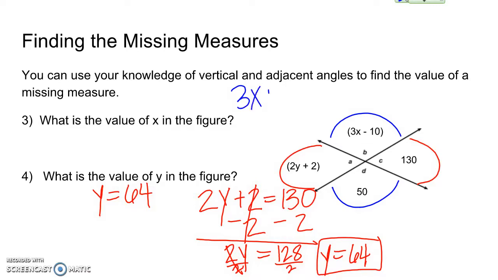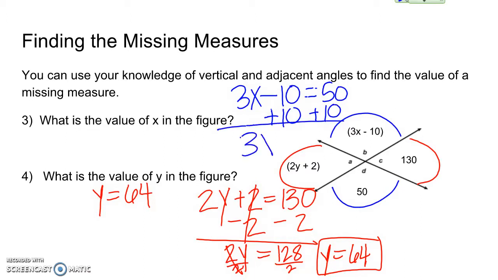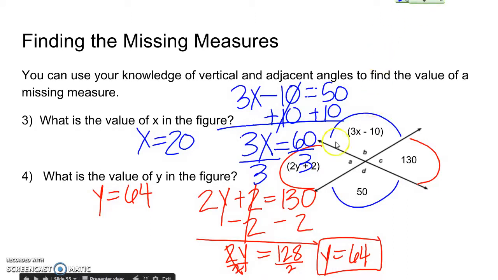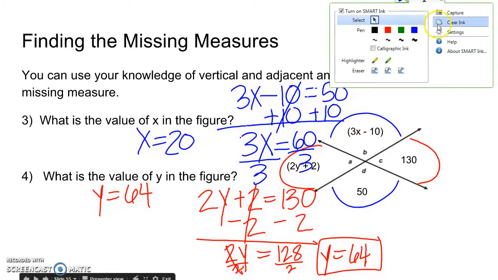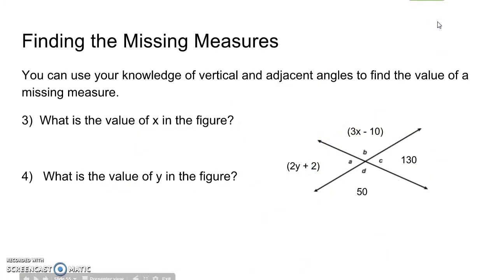I could also do the same thing for x, knowing that B and D are vertical angles. So 3x minus 10 equals 50. I would add 10, 3x comes down, 60, and then divide by 3, x equals 20. So we can set up and solve equations using those angle relationships. We could have also done 3x minus 10 plus 30 equals 180 because those are adjacent. Those would be supplementary angles. That would be another way to solve this.